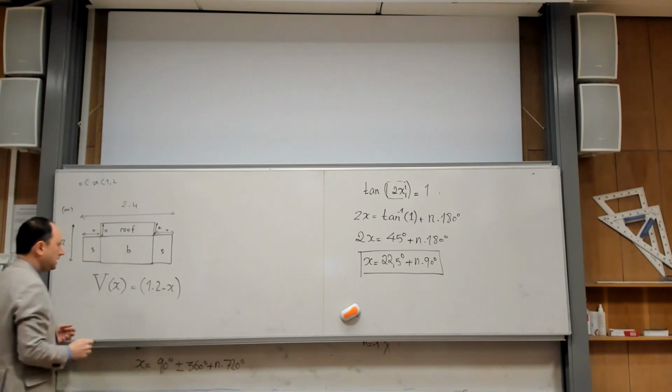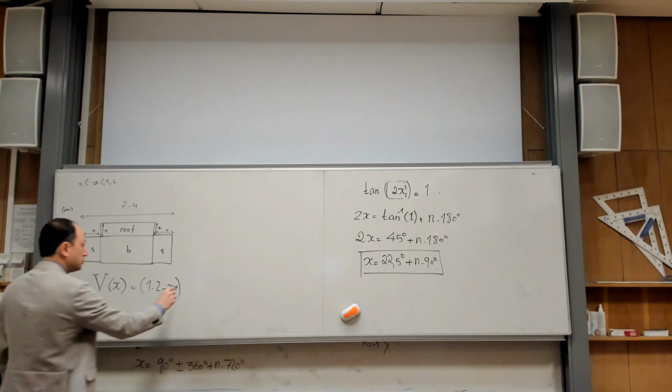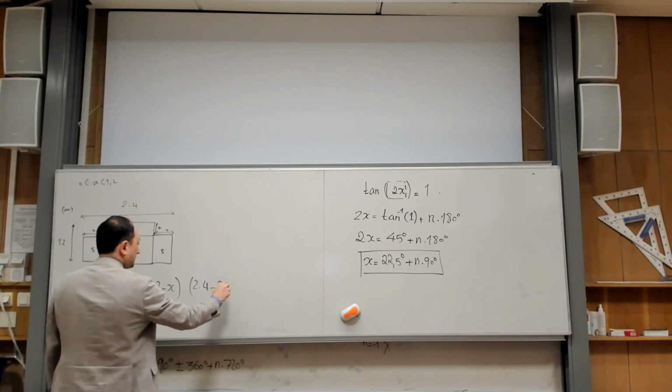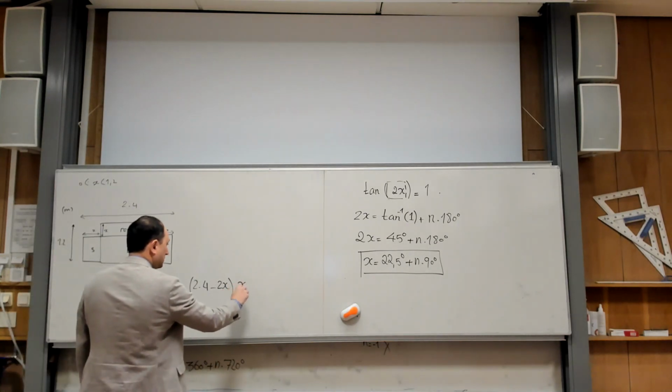But what would be the area of the base? What will be the base? You can imagine, that was also in the picture. So what will be the base? 2.4 minus 2x. 2.4 minus 2x is the length of the rectangle. So 2.4 minus 2x times, let me see if that is correct, yes, times x. So this is the volume.